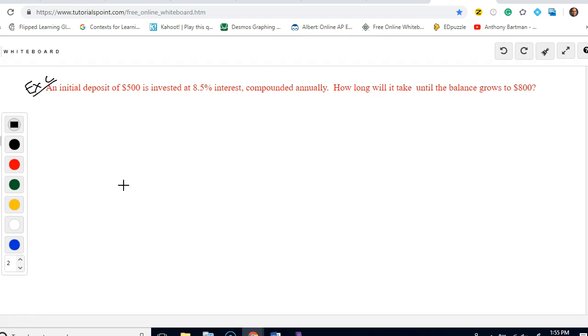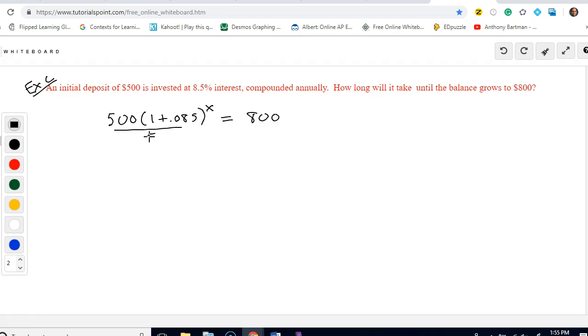Example C says an initial deposit of $500 is invested at 8.5% interest compounded annually. How long will it take until the balance grows to $800? We know we started off with 500. We're going to say 500 times the interest, and since it's going up, it's going to be 1 plus 0.085. We don't know what the time is, but we know we want to end up with $800. First we need to get this stuff all by itself.